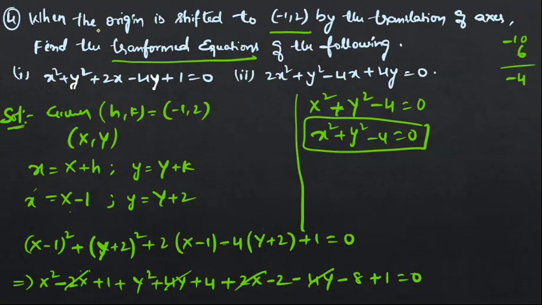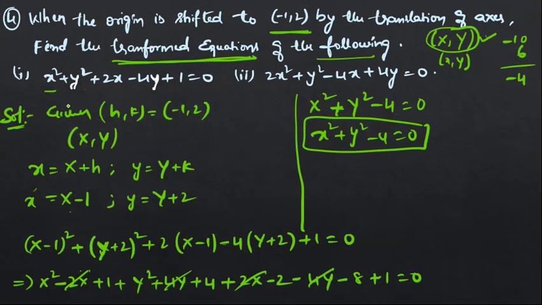See here. When the origin is shifted to minus 1 comma 2 by the translation of axes, then find the transformed equation of the following. Right, so we need to find the transformed equation. See what we'll get after the transformed equation. Obviously we'll get the equation in capital X comma capital Y. This is the point after transformation, right? So the given equation is obviously in small x and small y, and we need to find the transformed equation, right?